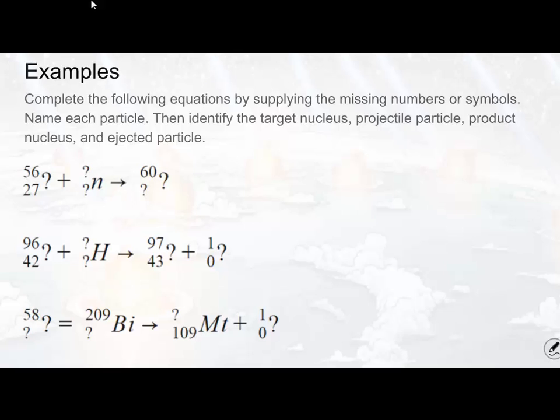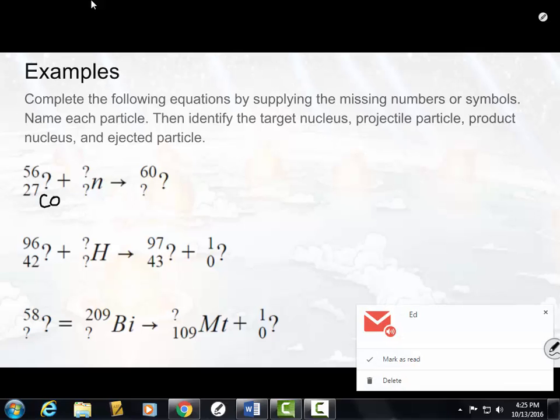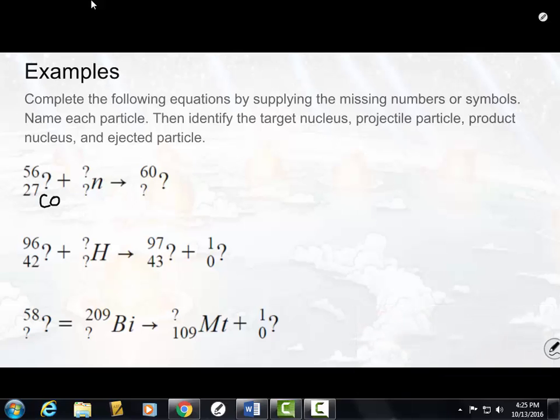So our first question mark, we have to figure out what element is 56 over 27. So we look at 27 on our periodic table, and 27 is cobalt. So I'm going to write right below what it is. So it should be cobalt. Next we're going to look at the next particle. So we have 0 or question mark over question mark with an N. So N stands for our neutron, and so neutron is 0 over 1. Okay.